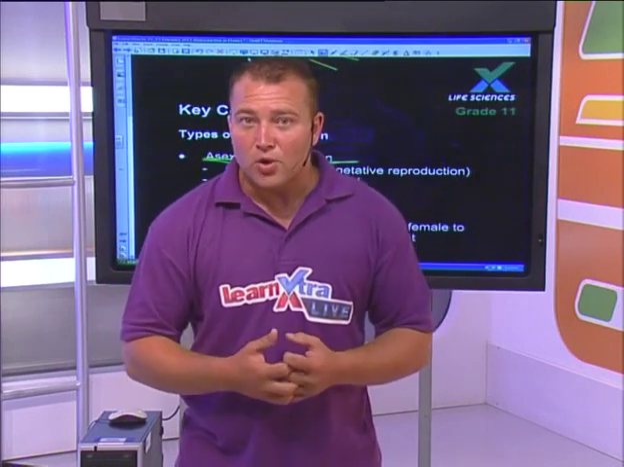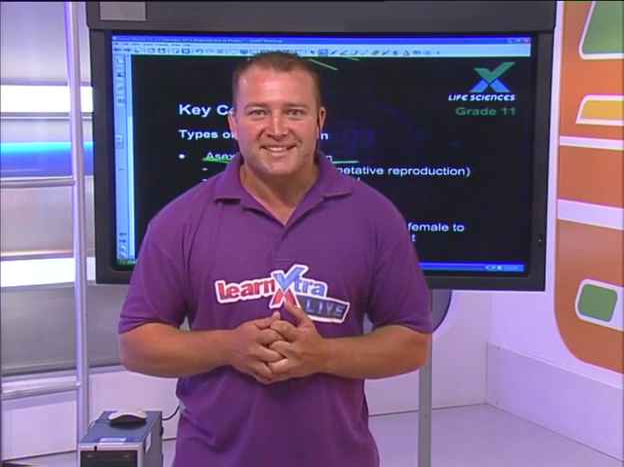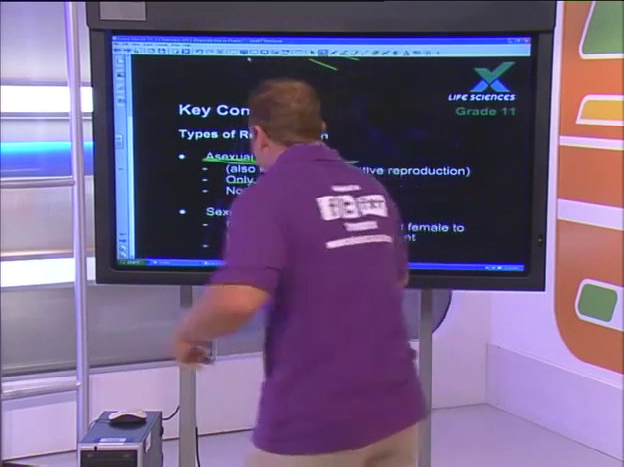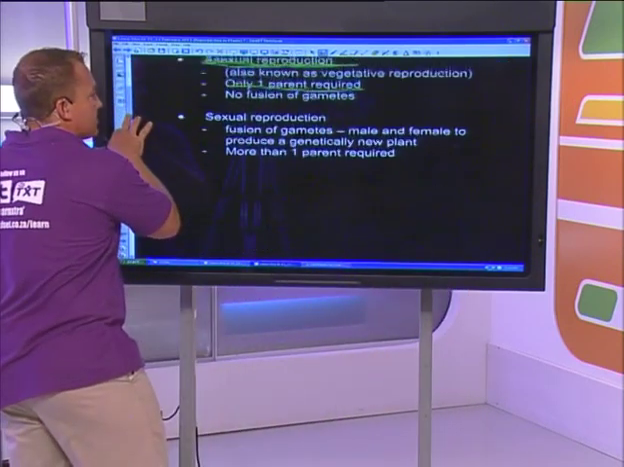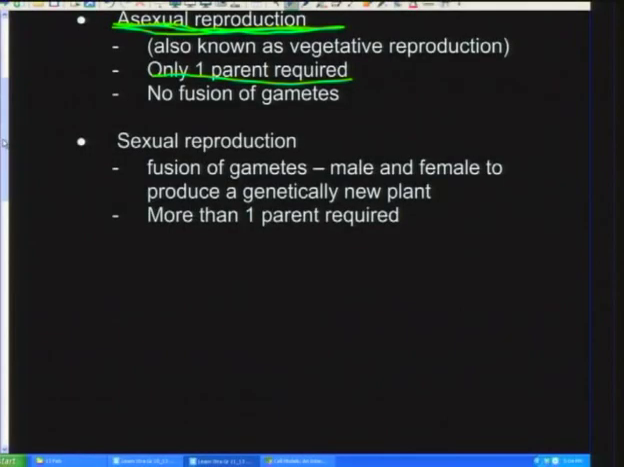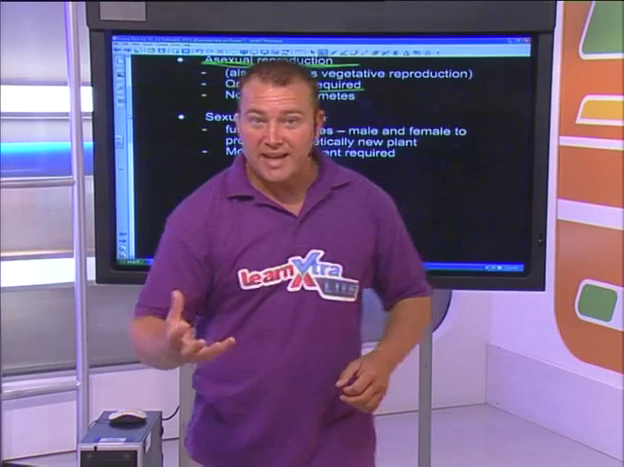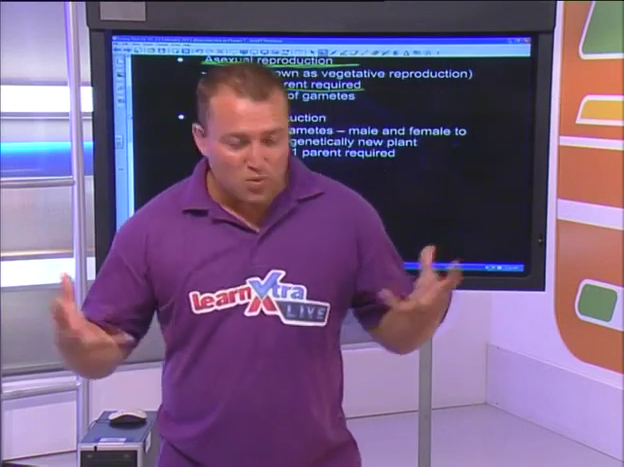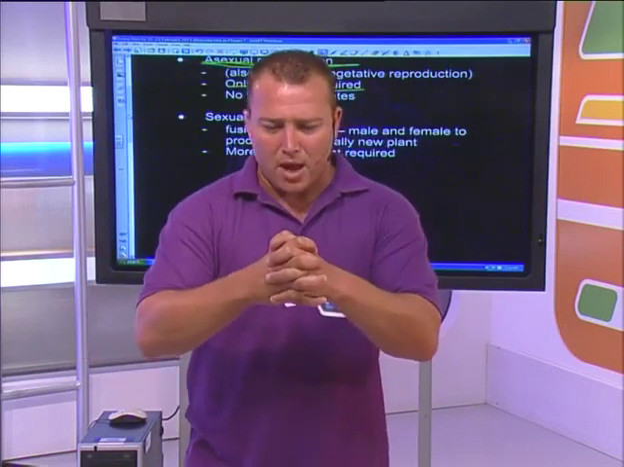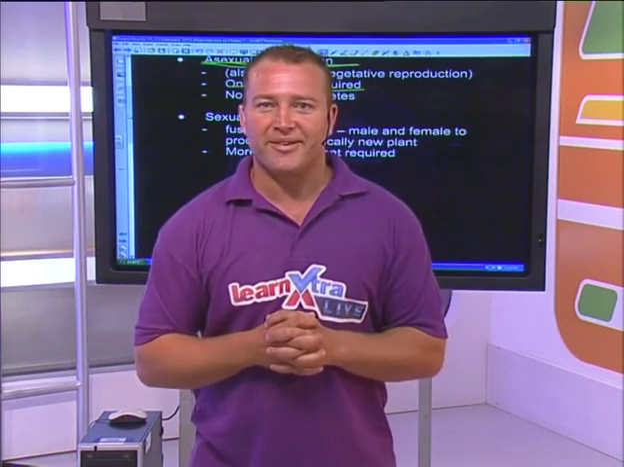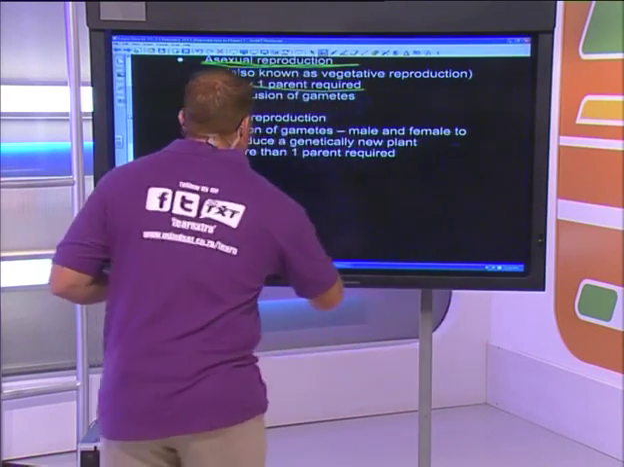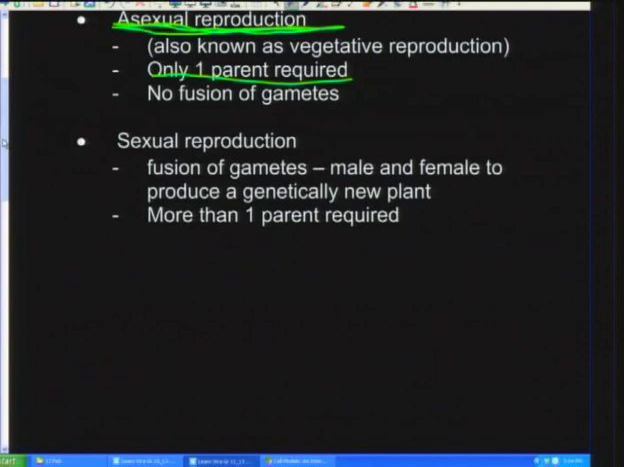We're going to make a new plant whether you like it or not. How's that? Okay, now, the second one is, of course, sexual reproduction. That is where we take a male gamete and a female gamete, and we put them together to make a new thing. It's the best way I can put it. If you look at the board, it's a fusion of gametes, in other words, a male and a female, to produce a genetically new plant.